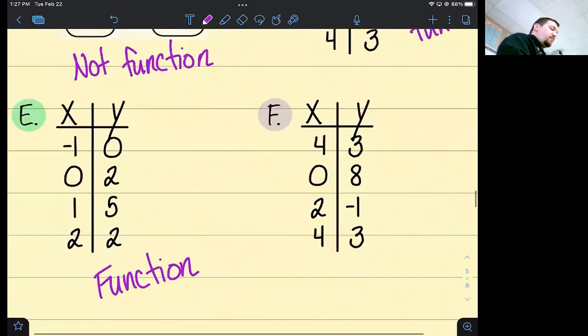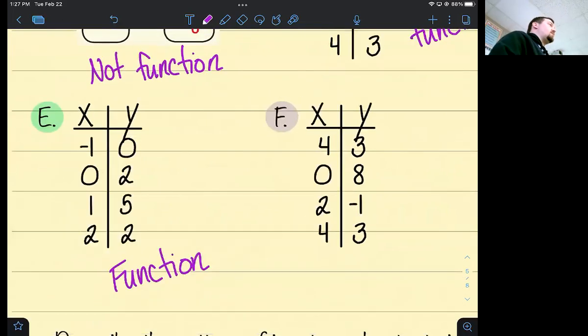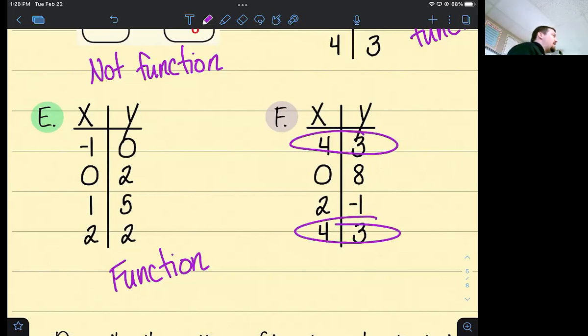How about this one? Do I have repeating X values? Yes. So what do you say? Function or not a function? This one is a function. Why? Brady? Yeah, they just listed the same. Yeah, so we have to be careful. Maybe we should modify this. Just because we see 2 repeating X values doesn't necessarily mean it's not a function, as long as the Y values are also the same.